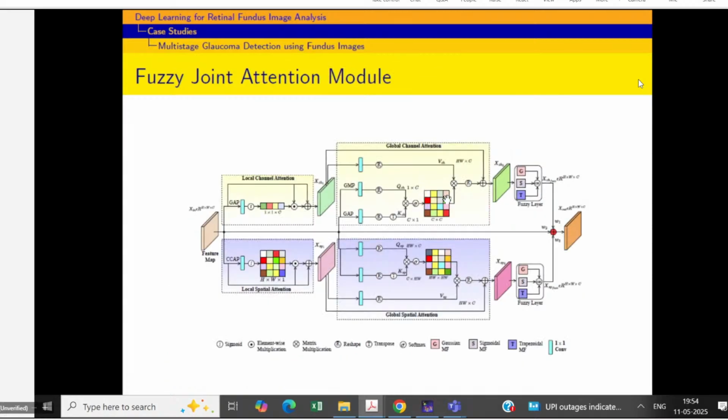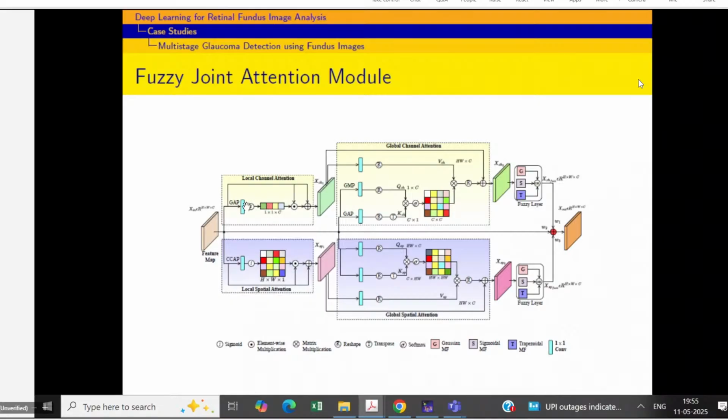And how this fuzzy is also helping in discriminating, or having better feature representations. Because what we've observed is that there are large interclass similarities, and so how to remove those similarities to some extent. So this is how the fuzzy is helping us here. This is how the fuzzy joint attention module looks, as I mentioned.